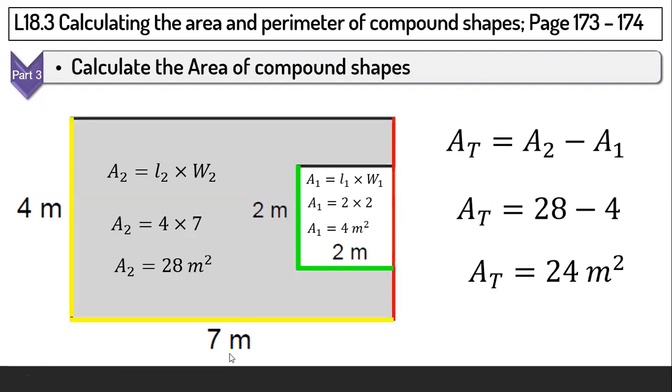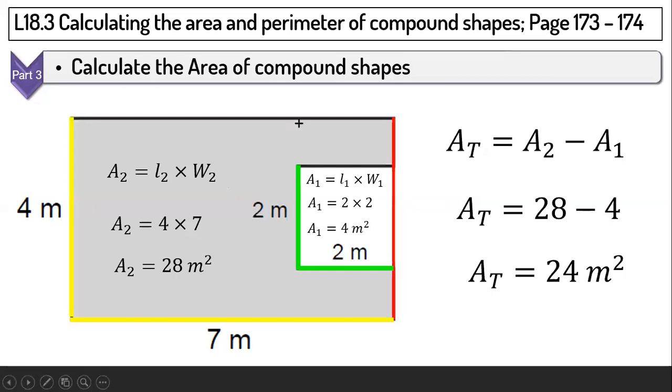Before I move, you're going to tell me, Miss, can you cut it into 3 parts and find the area for the 3 of them, then add them? Of course you can. But in that case, you're going to need to find 3 areas instead of 2 areas, okay? And you can cut it like this. You can cut vertically and you can cut horizontally.